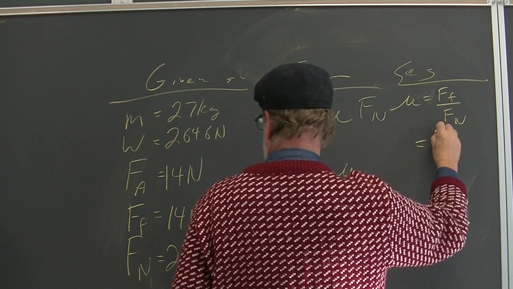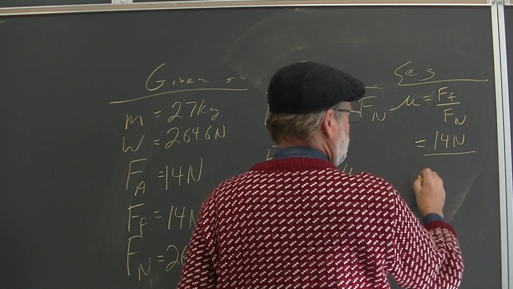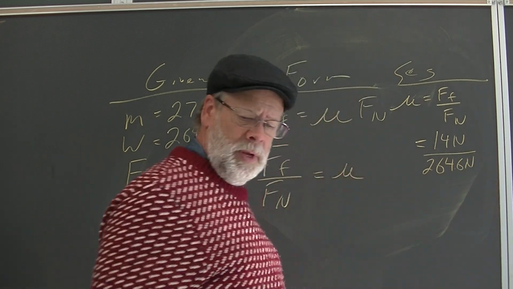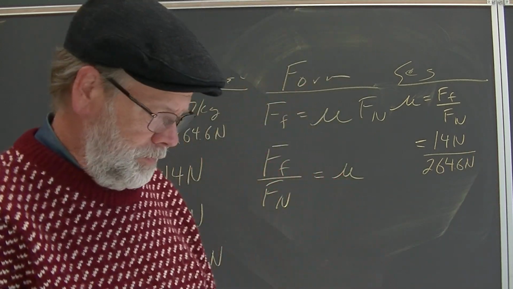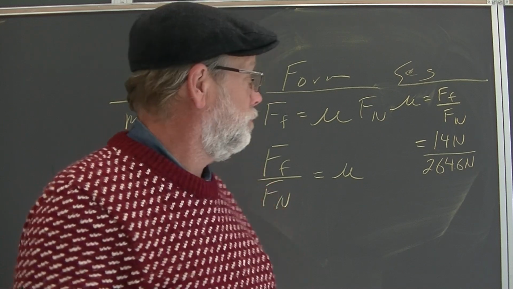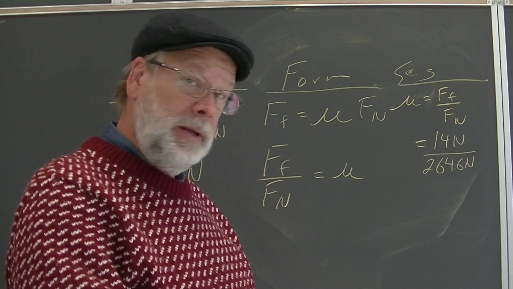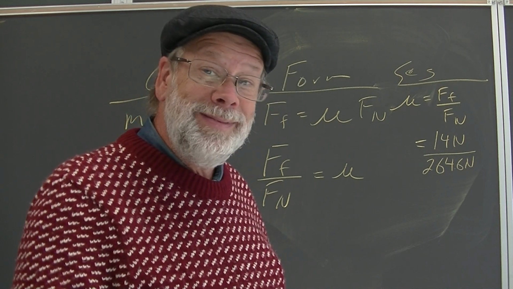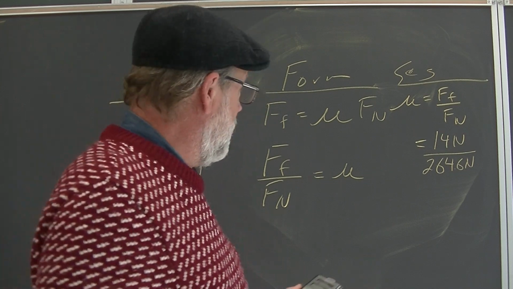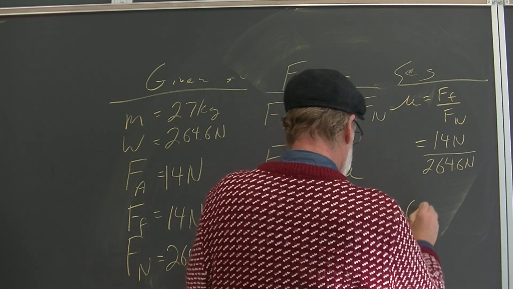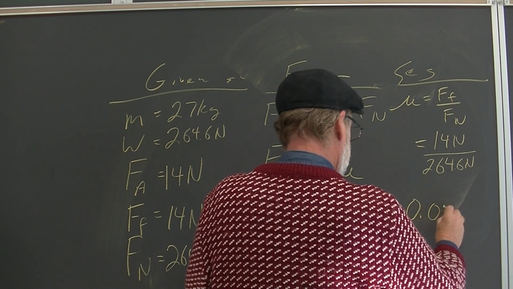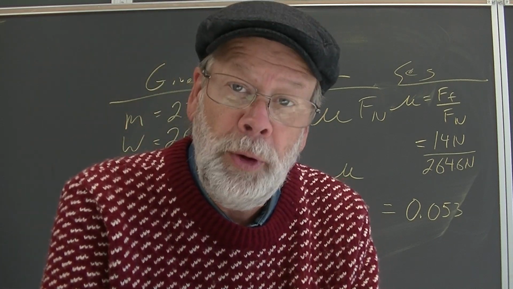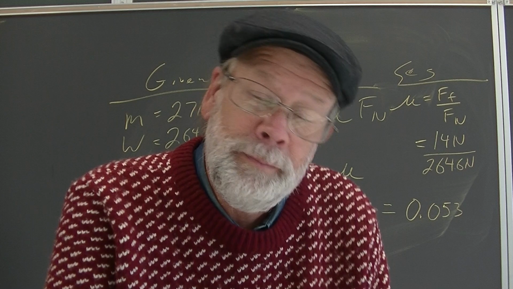You can see this is nothing to this now. 14 newtons divided by 264.6 newtons. What's the only really odd part here? What's a newton divided by a newton? I'll give you a second. A newton divided by a newton is nothing at all. So we end up with a number here, 0.053. This should bother you because you're putting down a number without any units on it. But that is the way it is.